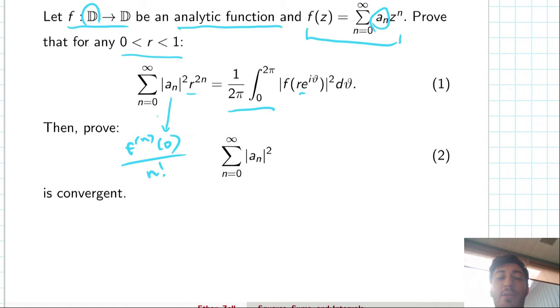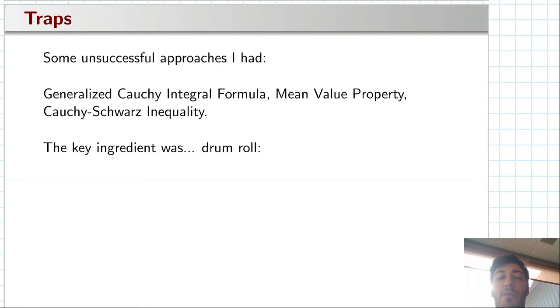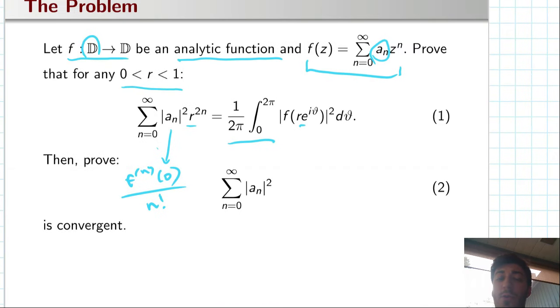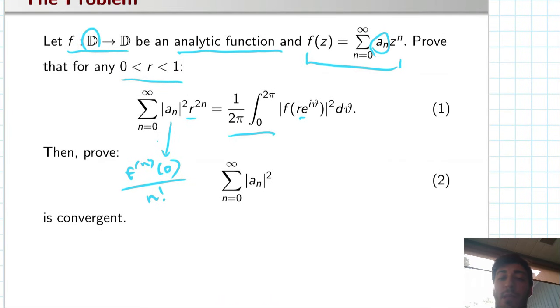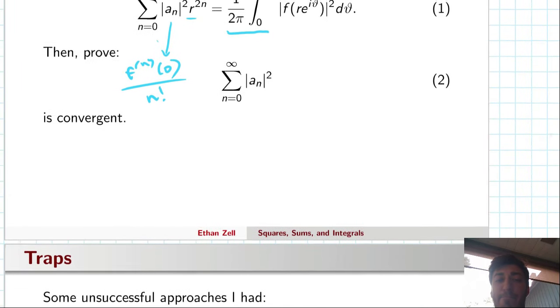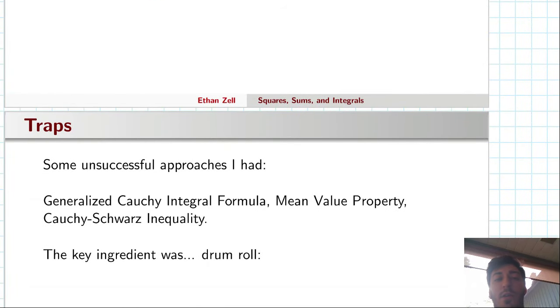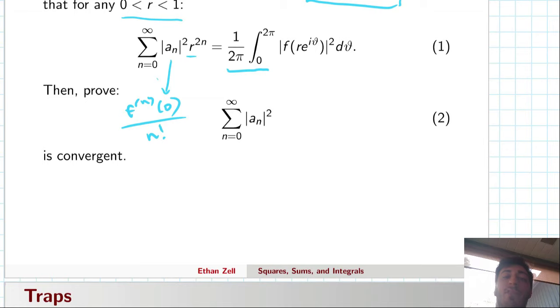If we know that, then maybe there's some way to link the Cauchy integral formula back, but I didn't really get anywhere with that. Similarly, the mean value property. So then on the right-hand side, like I said, we're kind of taking the average value, right? The average value of this f, the modulus of it, right? But that doesn't really seem to pan out either. And then the last thing I kind of thought was the Cauchy-Schwarz inequality, because we have a sum and we have these squares, but that's also kind of misleading and really doesn't give you anything of value.